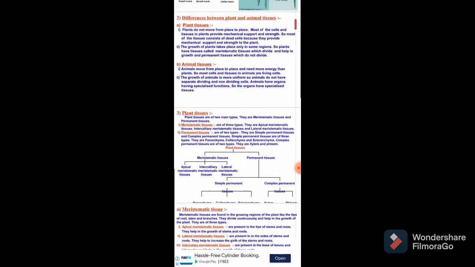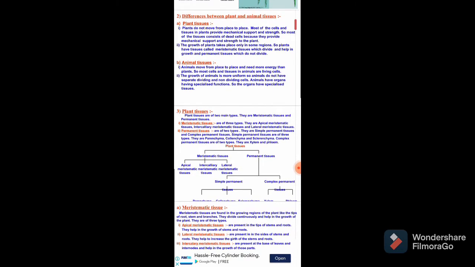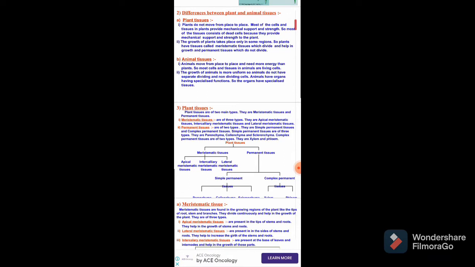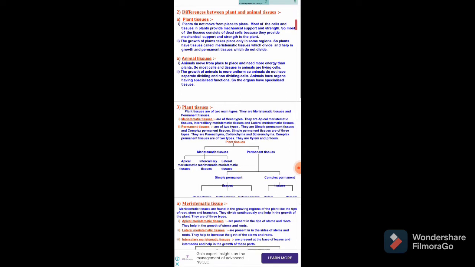So now we will discuss the difference between plant and animal tissue, but we will first understand plant tissue. Plants do not move from one place to another. Most of the cells and tissue in a plant provide mechanical support and strength. So most of the tissue consists of dead cells because they provide mechanical support and strength to the plant.